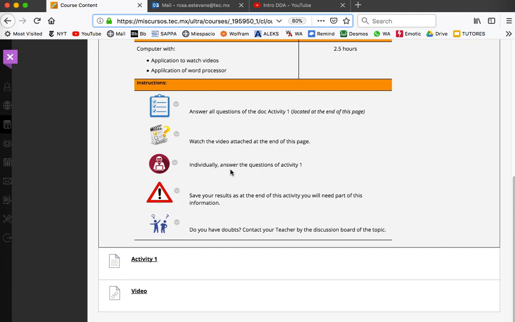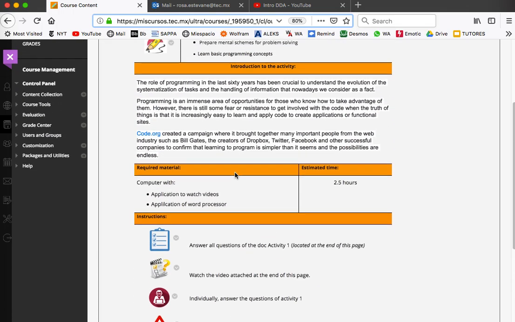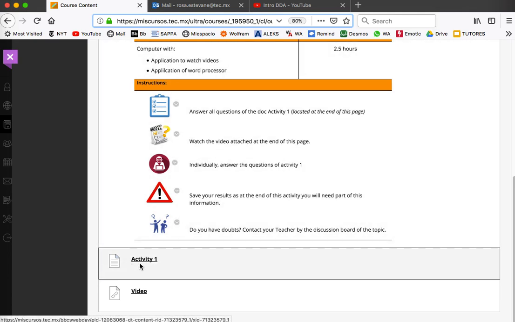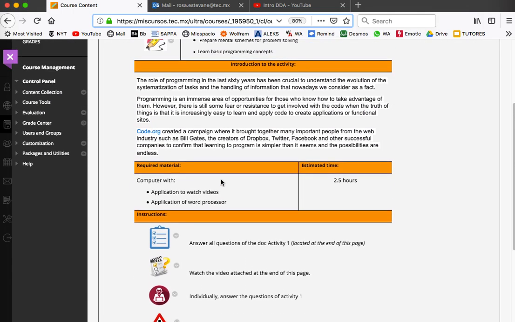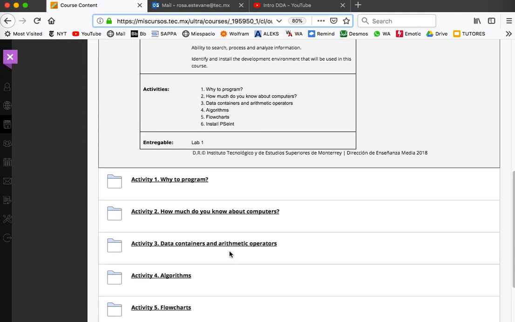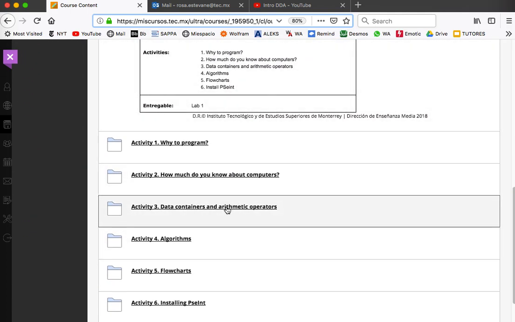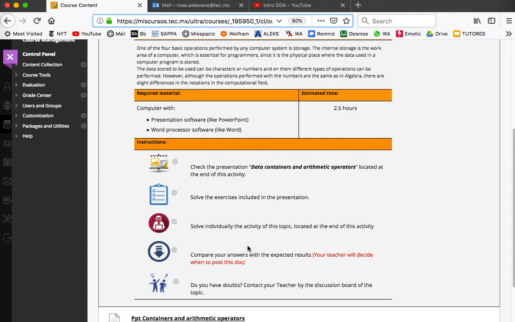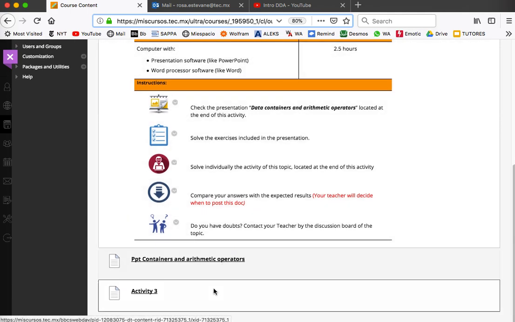I mean, you can solve it and send it by the discussion board, because here or maybe in the document it says that you should send it by the discussion board. But as I'm saying, this is optional and it won't receive a grade, okay? So it's important that you consider that. The first activity that really counts for your grade of this unit is activity 3. So let's check it.